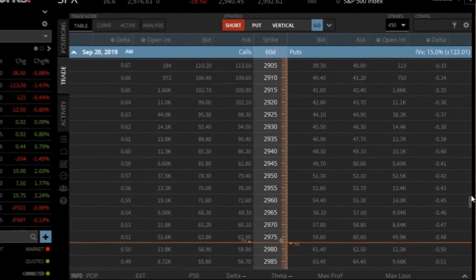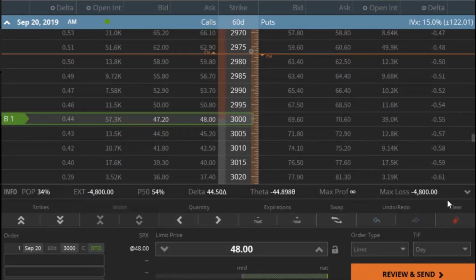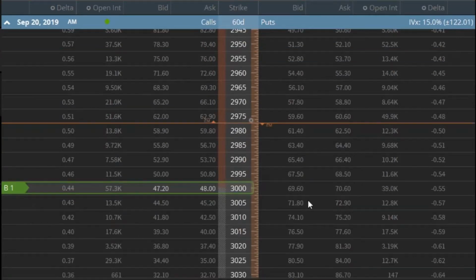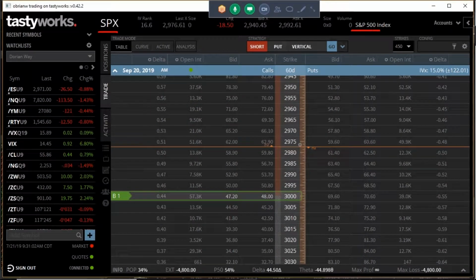So let me break that down for you. If I buy a call, let's say I buy the 3,000, then I have the right, but not the obligation, to buy whatever I'm trading at that 3,000 strike price. So right now we're looking at the SPX, which is the S&P 500 Cash Index. If I'm the buyer, I have the right to purchase the SPX at the 3,000 strike, but I don't have the obligation.